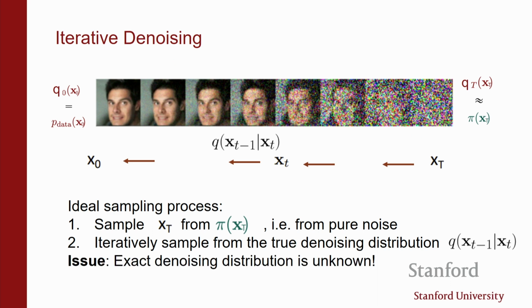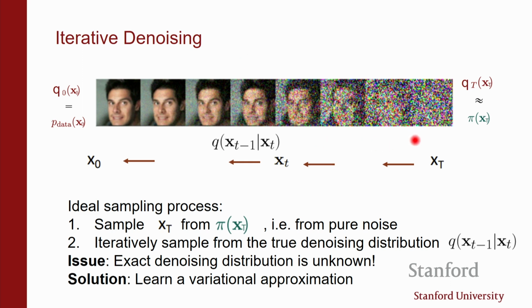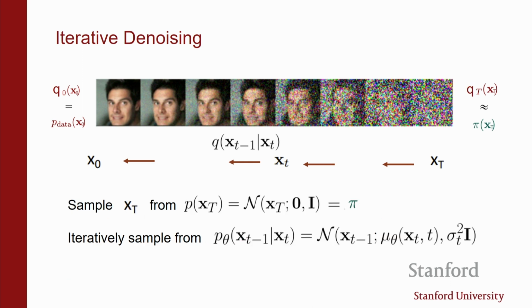And that's why this procedure cannot be directly used, but what we can try to do is learn some kind of approximation of this reverse kernel that goes from right to left, that basically learns how to remove noise from a sample. And so basically that's the core underlying idea.